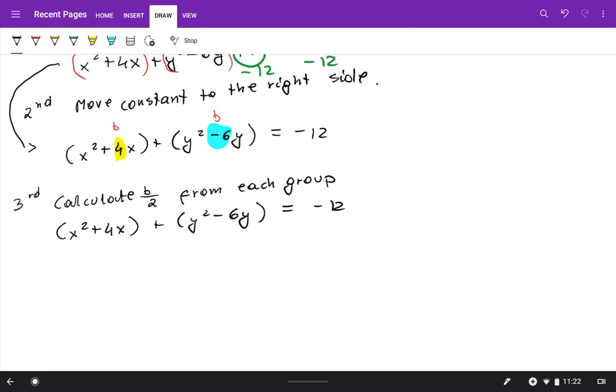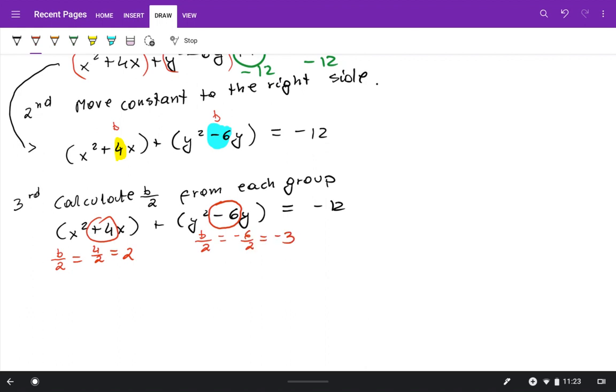So what we're trying to build, in each group, is a perfect square, like something like x plus 3 to the second power. That's where I'm going with that. So I'm calculating b over 2 from each group. In this case, b is equal to 4. So this is 4 divided by 2, which is 2. And in this group, to calculate b over 2, the b is the coefficient in front of y with the sign in front of it. So we have negative 6 divided by 2. That will give you negative 3.